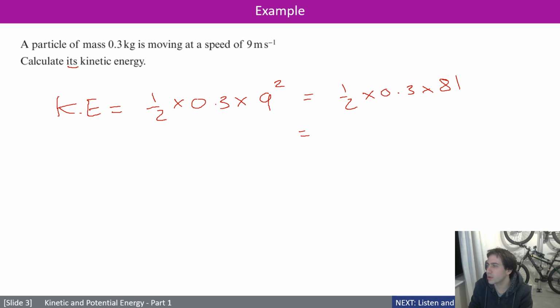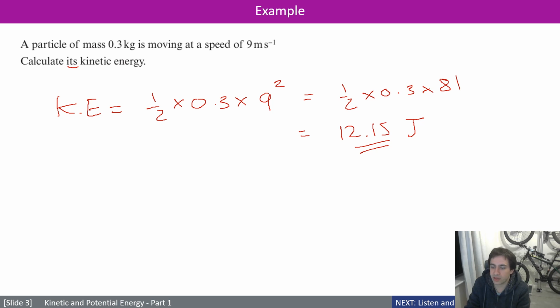What would that be? Let me just check. 12.15, I think. Yeah, no point rounding it up. 12.15 joules. Remember, we measure kinetic energy in joules, or any energy is measured in joules, and that's it. Okay, simple as that.